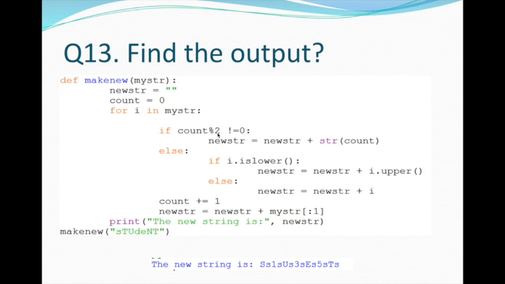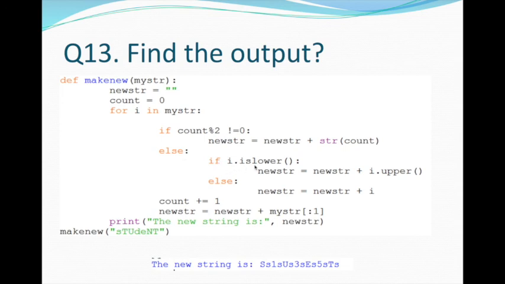Checking if count mod 2 not equal to 0. Actually in the initial case count is equal to 0. So 0 mod 2 is not equal to 0? The condition is false. 0 mod 2 means the answer is 0. So that is not equal to 0; 0 is equal to 0. So this condition is false, so it executes the else part.